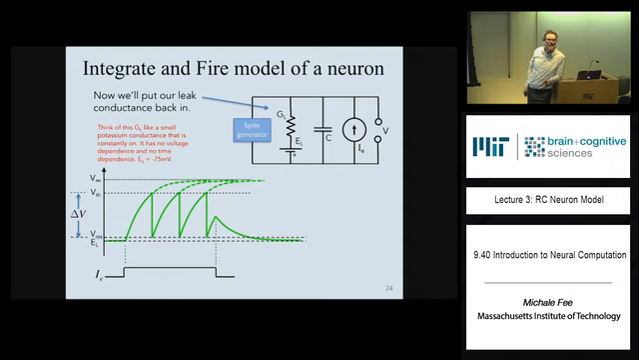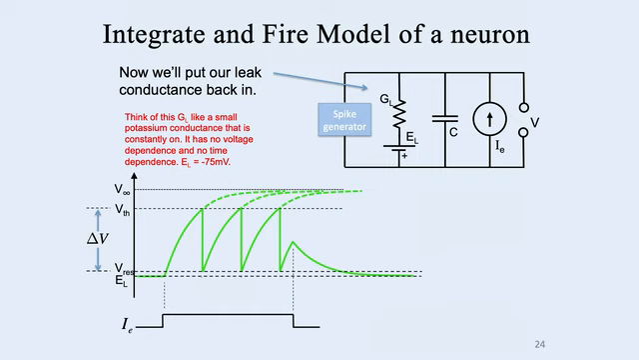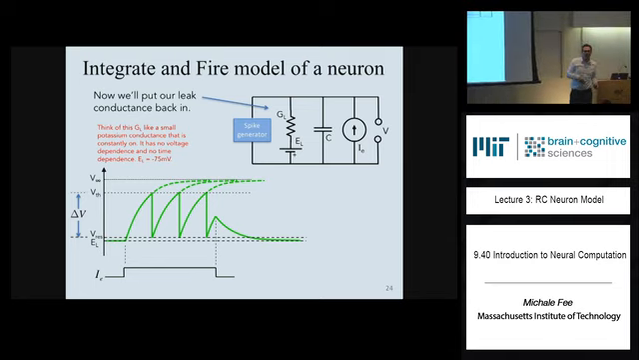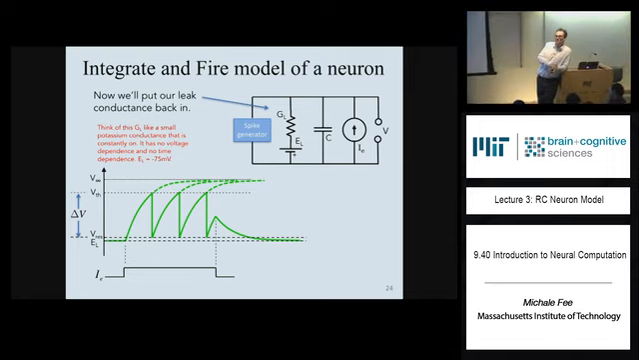Why is it E leak? Not V reset. When there's no current injected, that's V infinity. So that's why it relaxes back to E leak. Okay? All right, any questions? No, it's pretty simple, right?